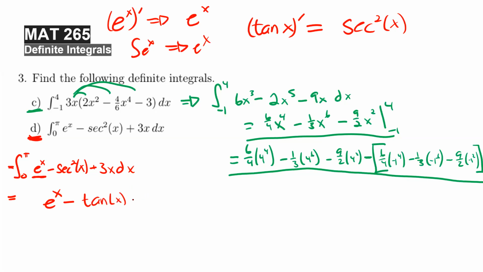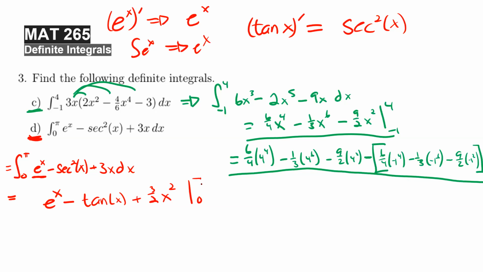And then for 3x, we just do the same rule: 3x squared over 2. Double check that: the derivative of 3/2 x squared is equal to 3x to the first. It's all good. And then we evaluate from 0 to pi.